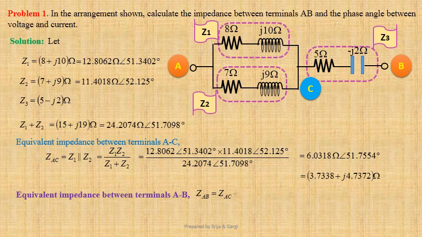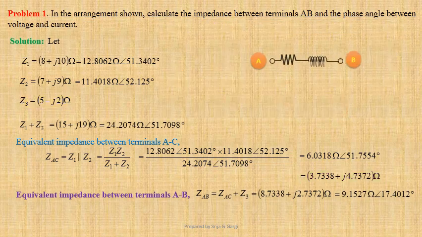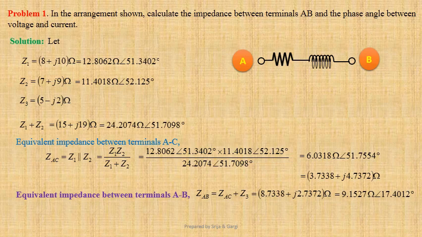ZAB equals ZAC plus Z3. Using values we get 8.7338 plus J2.7372 ohm. That is equal to 9.1527 ohm at an angle 17.4012 degree. Therefore, this series parallel circuit can be replaced by a simple series RL circuit where value of resistance is 8.7338 ohm and value of inductive reactance is 2.7372 ohm.